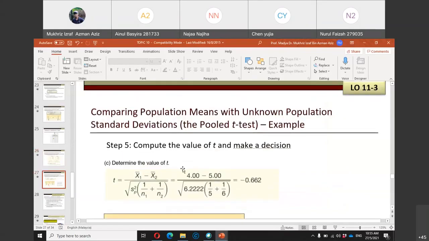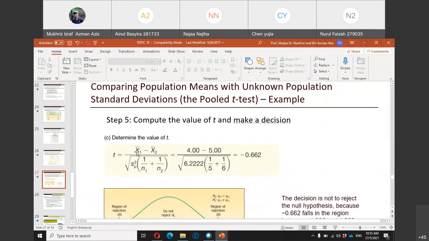And then finally, to determine the value of t, in step number 5, calculate the t value and make a decision. Here it is also the same: X bar 1 minus X bar 2. Remember, X bar 1 refers to the Wallis value. Why Wallis? Because that's how you write down your H1: the mean of Wallis not equal to the mean of Atkins. So in the calculation part, it must also be the sample mean of Wallis minus the sample mean of Atkins. So 4 minus 5 divided by the pooled standard deviation, and you get negative 0.662.